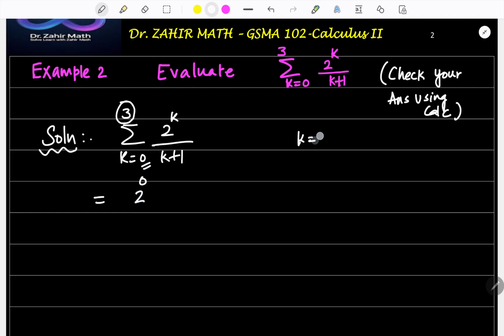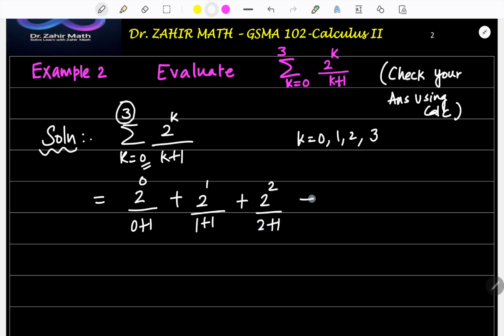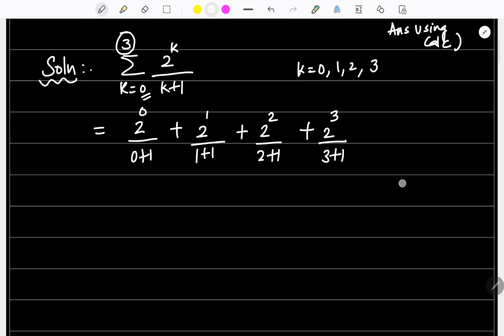So it means k is equal to 0, 1, 2 and 3. So 2 power 0 divided by 0 plus 1, plus 2 power 1 divided by 1 plus 1. When I put k is equal to 2, it is 2 power 2 divided by 2 plus 1. And when I put k is equal to 3, 2 power 3 divided by 3 plus 1. So finally put all these things in the calculator in one shot and you will get the answer 16 over 3.